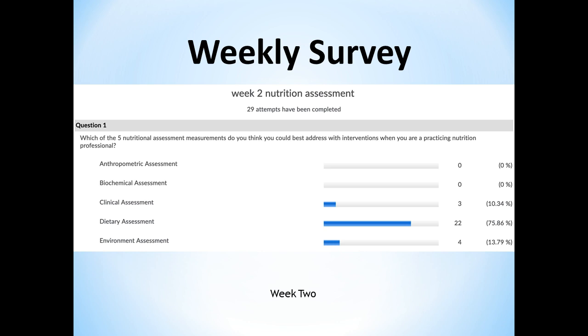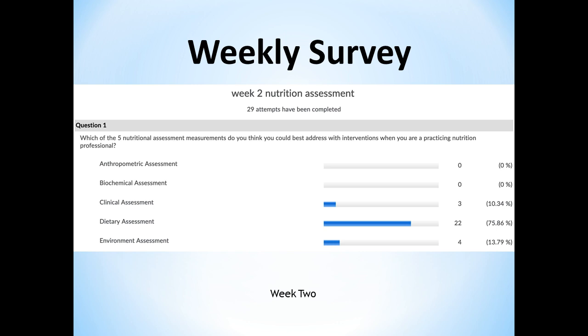So the question was, which of the 5 nutritional assessment measurements do you think you could best address with interventions when you're a practicing nutrition professional? 76% of the class selected dietary. And that's a strong answer because diets are easy to address with people. Implementation and behavior change may be difficult, but selecting and suggesting dietary changes and improvements is an easy and appropriate intervention strategy for someone. 14% of the class selected environment.